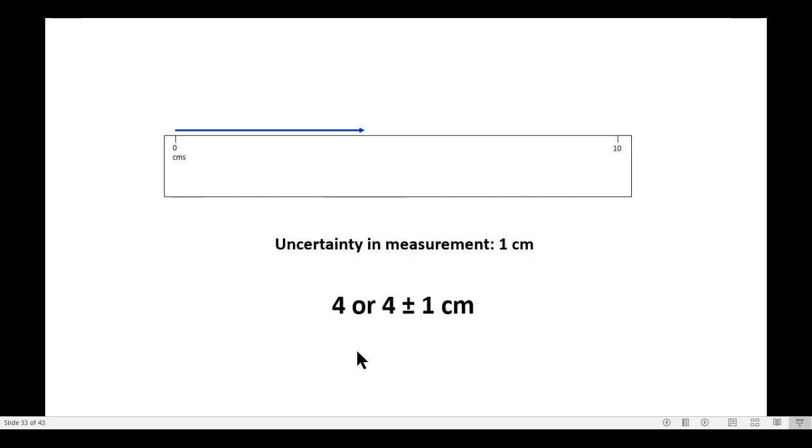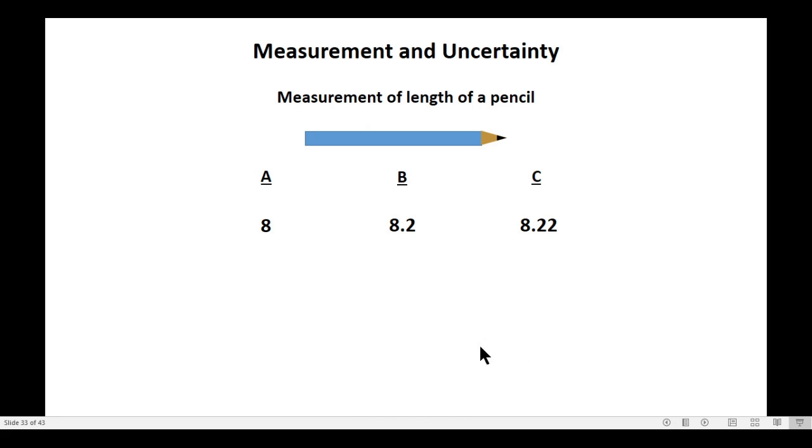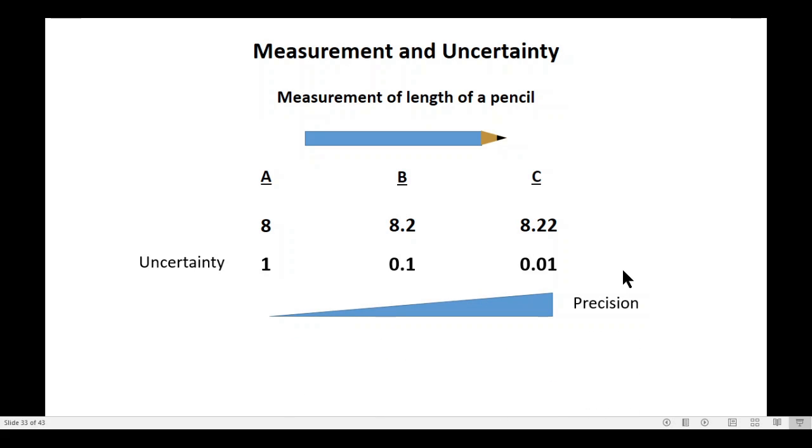So now you understand why 3 individuals measuring the length of the same pencil can report differently. It is possible if their measuring devices have different resolutions. You can appreciate that as you move from 8 to 8.2 to 8.22, the uncertainties of the devices are different: 1, 0.1 and 0.01 respectively. And the precision of the device increased in the same order.